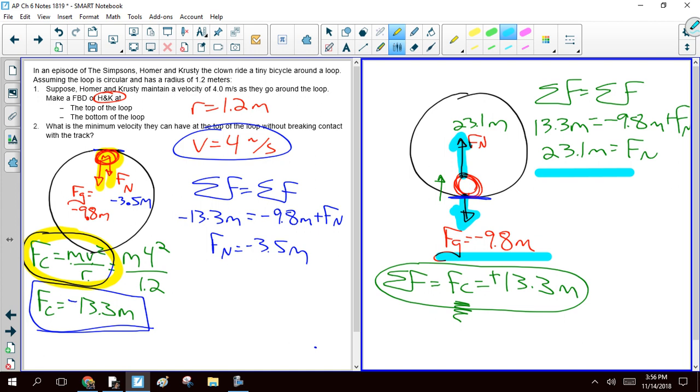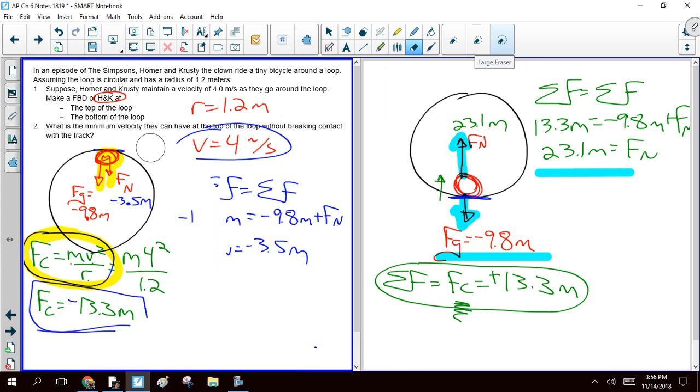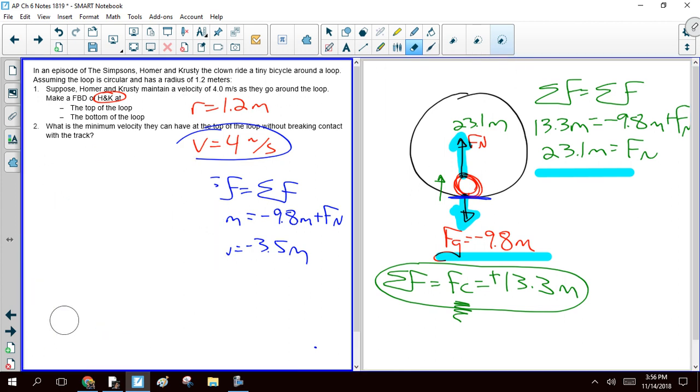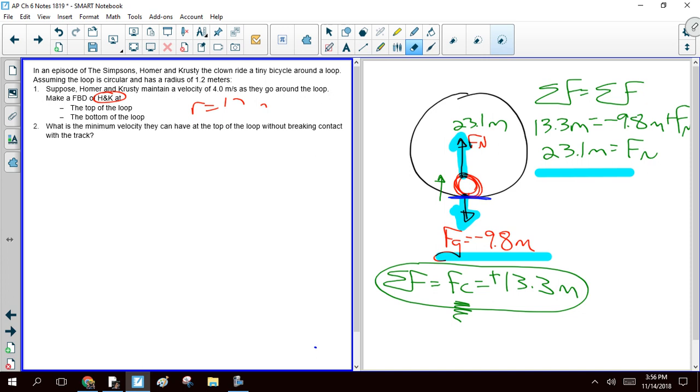So that is part one. Now part two wants to know what's the minimum velocity that they could have at the top of the loop without breaking contact with the track. This is a super common question. I bet this comes up every 2 years or so. They'll have a multiple choice question about this on the AP test, and it's a thing you should know to do. All right, so check it out.